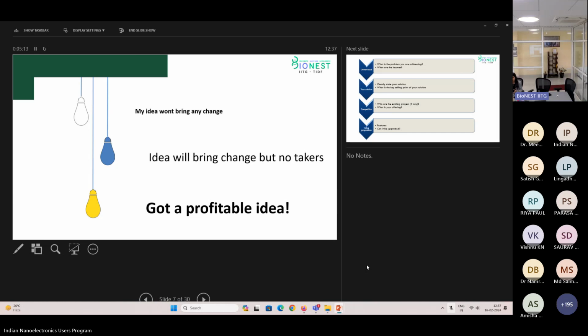By takers, I mean two kinds of people. The takers are those who are going to put money into your idea to develop it into a product, and ultimately, when you have made the product, the people who are going to buy your product. So there are two takers. So the second question you ask yourself is: okay, I know my idea could bring change, but will this idea have any takers, right?